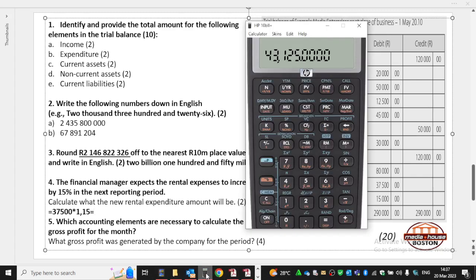So therefore we can just go and say 37,500 multiplied by 1.15. Therefore it's going to give us 43,125. So this is another method you can actually apply to your scenario.